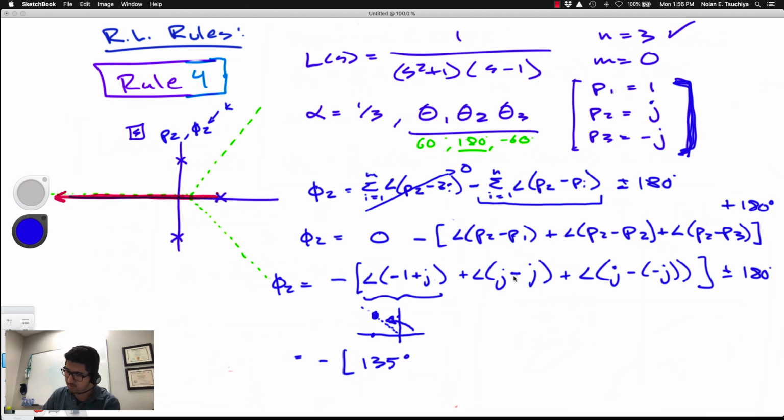Okay, here's a nice one. The angle of j minus j, that's the angle of 0, which has no angle associated with it. So that's just 0.